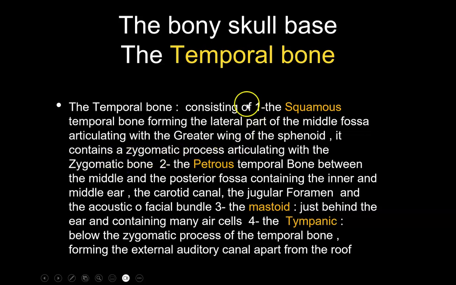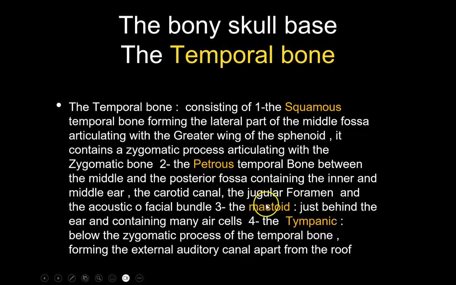Also, part of the temporal bone is the petrous bone, which contains the middle and inner ear. The petrous bone separates the middle fossa from the posterior fossa, and it also contains, beside the inner and middle ear, the carotid canal, the jugular foramen, and the internal auditory meatus passing the acousticofacial bundle.